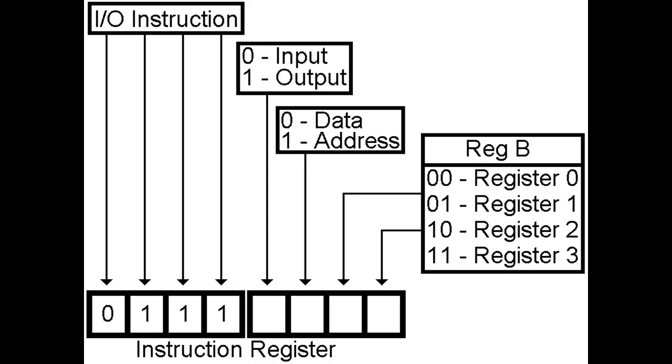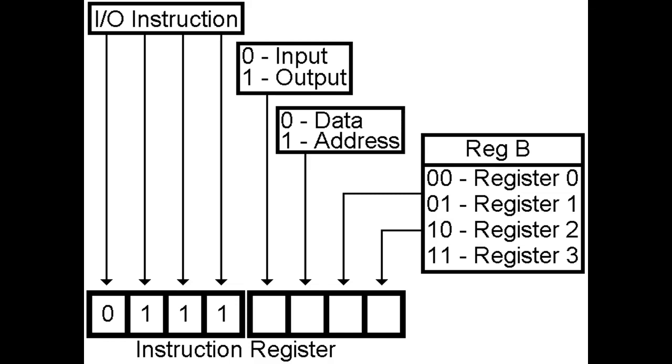The format of the I/O instructions is as such. The first 4 bits are always 0, 1, 1, 1. The last 2 bits indicate the register that is to be used for the current operation. That register is used to transfer data to and from the I/O device. So in certain instructions it's going to be used to write to, and in others to read from.